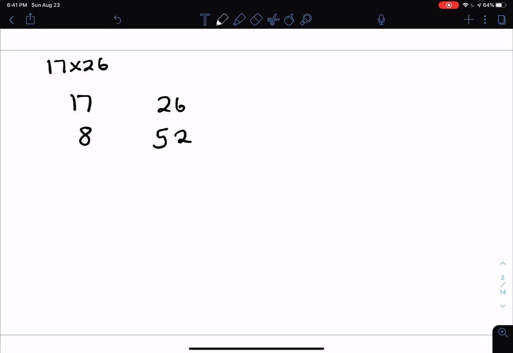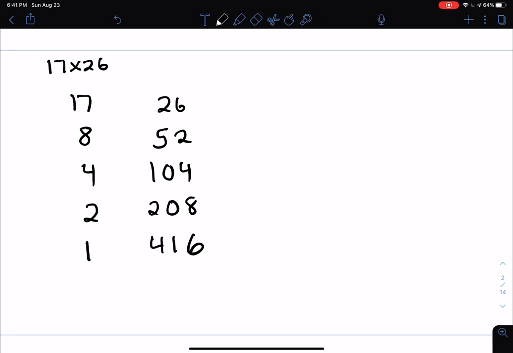Okay, then half of 8 is 4. 52 doubled is 104. Half of 4 is 2. 104 doubled is 208. Half of 2 is 1. 208 doubled is 416.